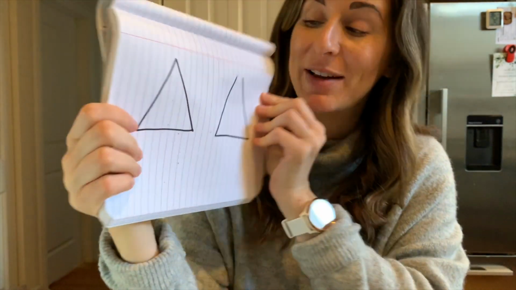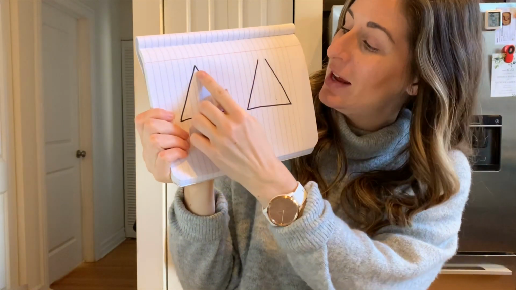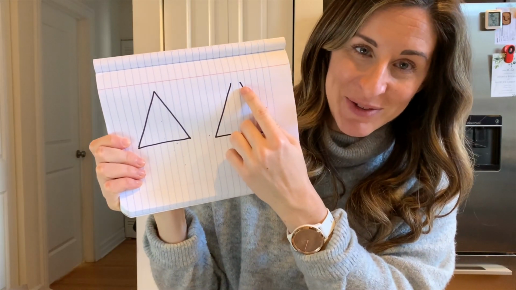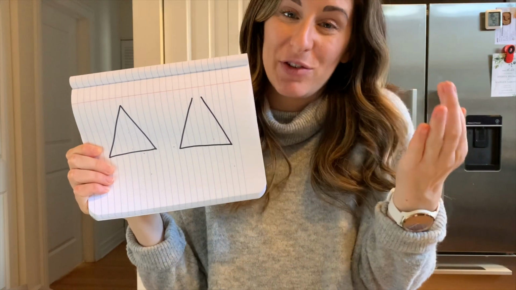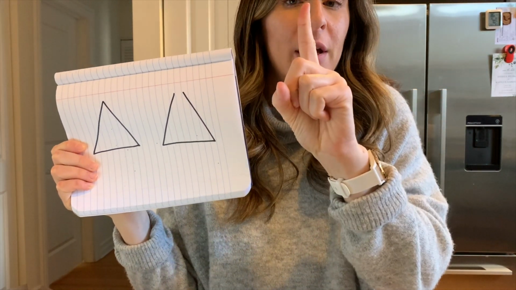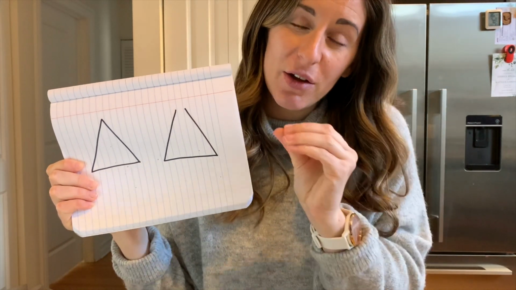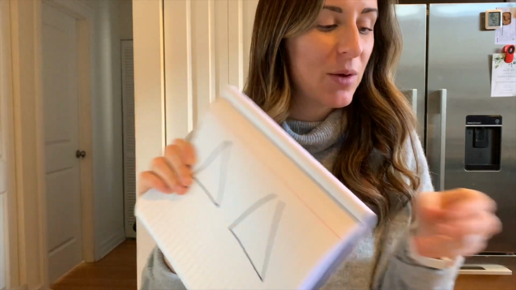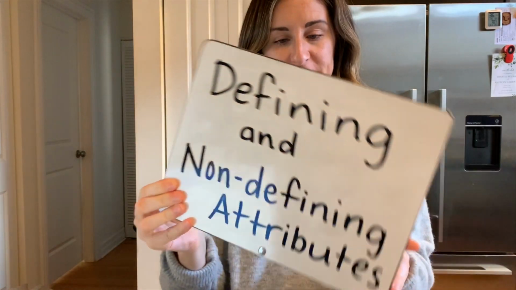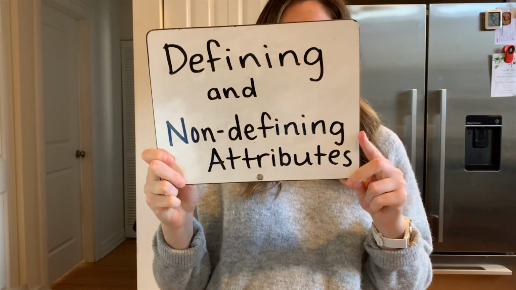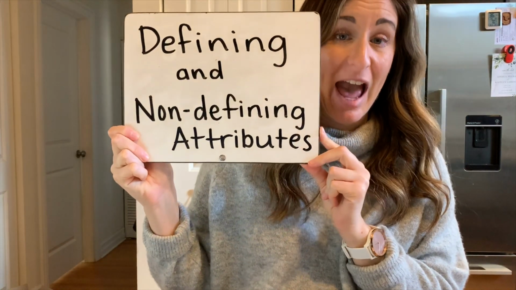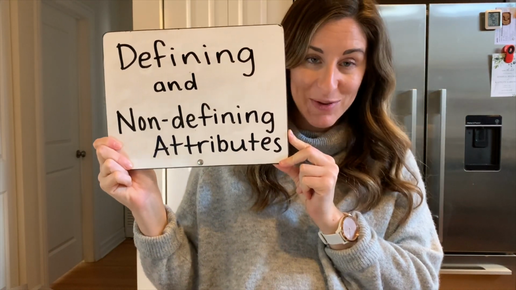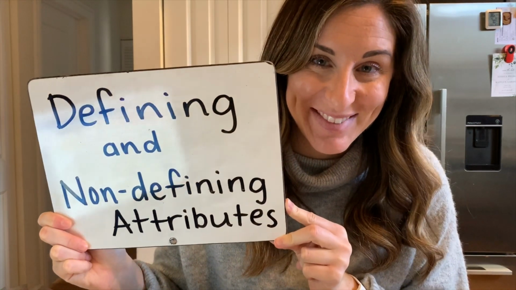One way that they're different is that this one is closed and this one is not closed. That's what makes it not really a triangle. Almost a triangle, but not exactly a triangle because it's not closed at the top. Today we're going to be learning a couple new words in our math lesson. These words are defining and non-defining attributes. Oh my goodness, those sound really, really big, don't they?